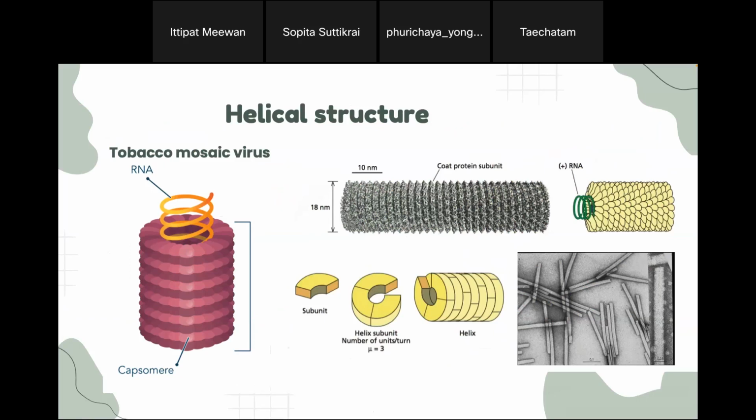So it will have symmetry by the rotational axis only, not the icosahedral. An example of a virus that has this structure is the tobacco mosaic virus. This is one of the plant viruses, right? From its name, it infects the tobacco. So that is one type of virus that has the helical structure.